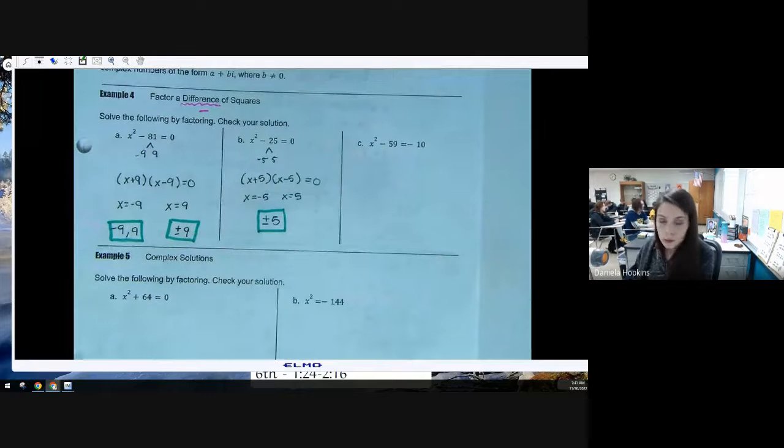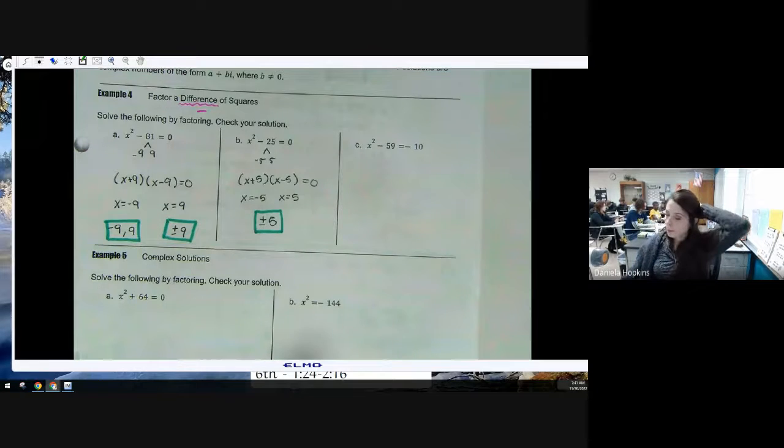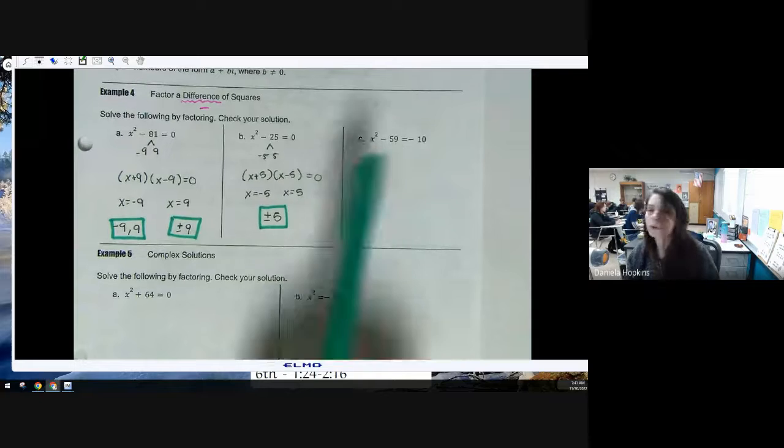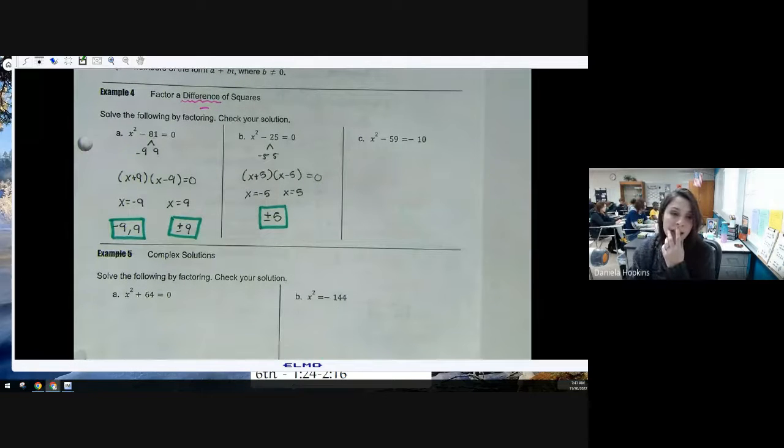I'll skip part C just because I want to give you guys time to work on your homework, and I still want to get through example 5. But part C, you would just add the 10 over, and then you'd have a perfect square, because 59 is not a perfect square. Questions about difference of squares? Those are handy to know, because if you think about seeing those on your SAT, if you were running out of time and you saw that, that should be a real quick factor.